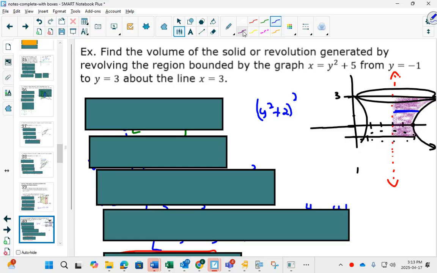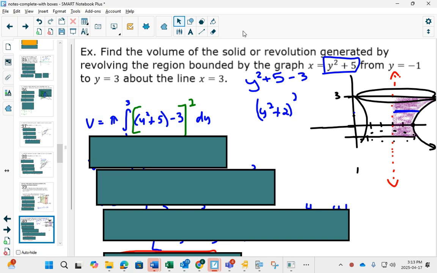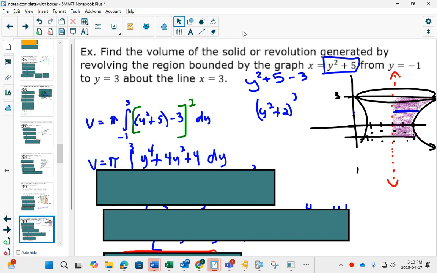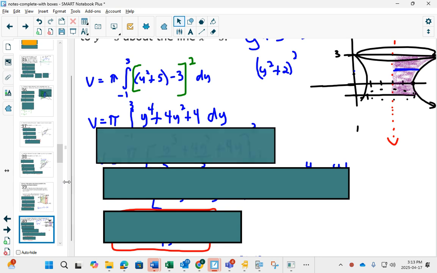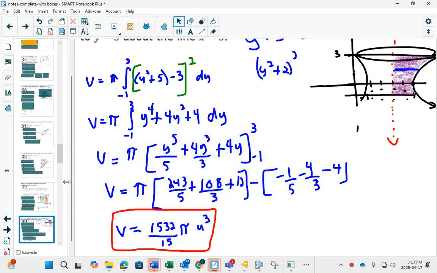Well, if we went all the way back to the y-axis, it's y squared plus 5. Do you see that you would need to do the y squared plus 5, but then you're taking away 3 from the radius? Because it's not all the way back to the y-axis, we have 3 less as a result, which then just becomes y squared plus 2, and now we could set this up, square it, multiply it out. Once you've got the idea, the rest of it is just simple algebra.